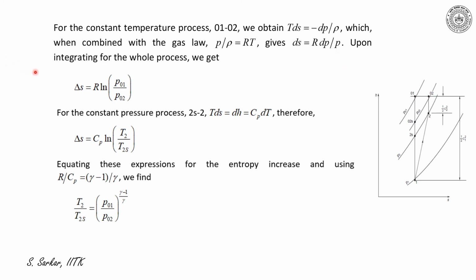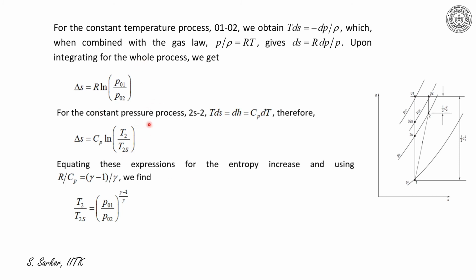Upon integrating for the whole process 1 and 2, we get delta S, that is change of entropy, is equal to R into ln P01 by P02. Again, for the constant pressure process 2s-2, I can write T ds is equal to dh is equal to Cp into dT. Therefore, again by integrating, I can get delta S is equal to Cp ln T2 divided by T2s.